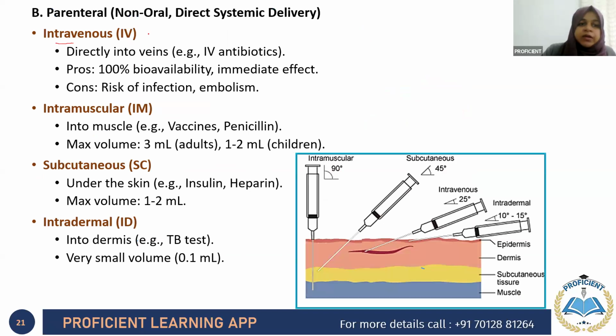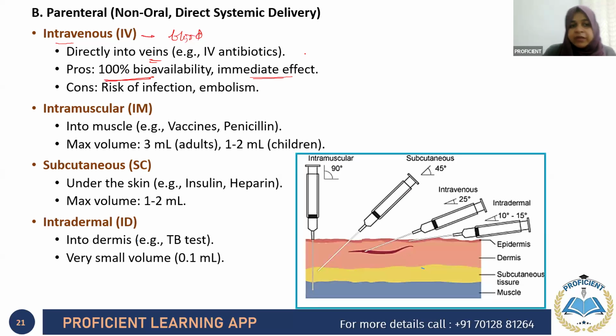Dermal. IV, you're giving directly into the veins. It reaches the blood directly. So what is it? Bioavailability 100%. Whatever you give reaches the systemic circulation. You get an immediate effect.